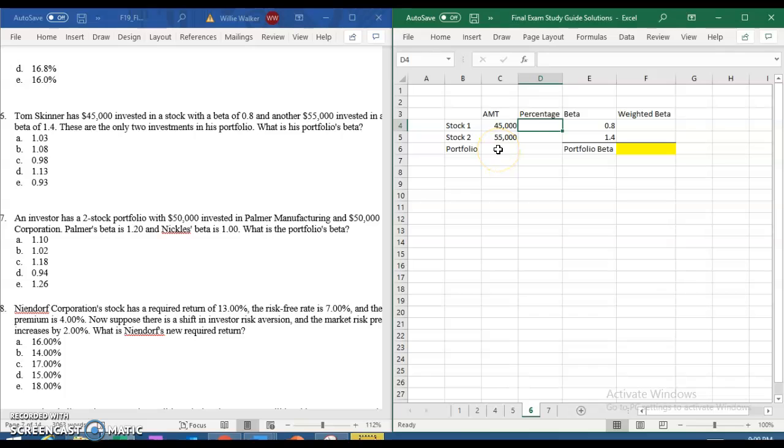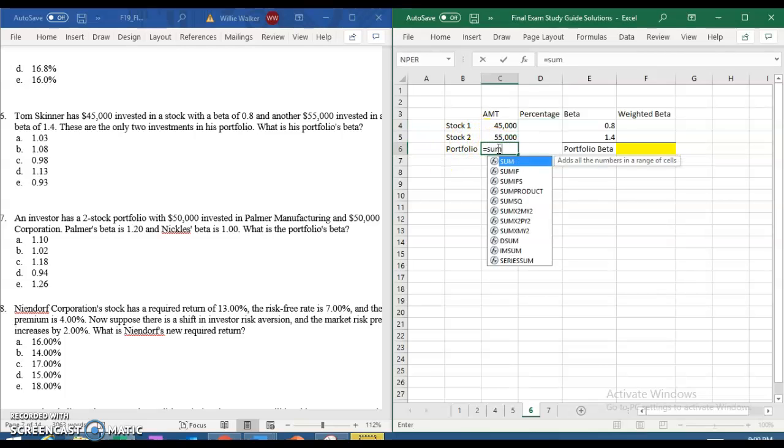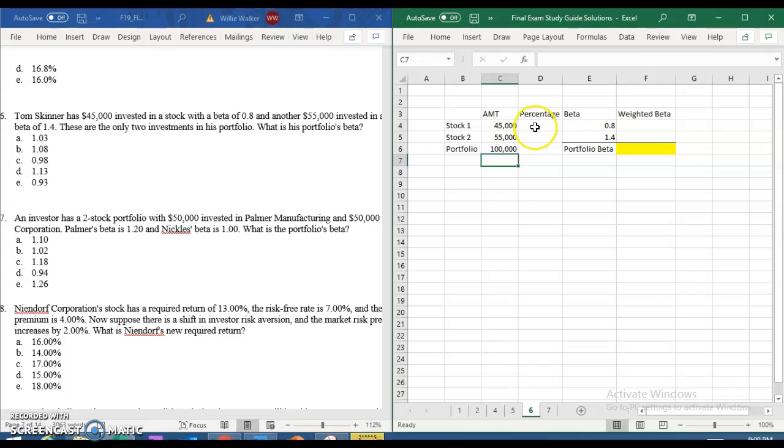Now we need to get the percentage of the overall investment for each investment. So overall, the portfolio has a balance of 100,000. Okay. So now, in order to get our percentage, we'll just divide the amount invested for the first stock by the overall investment, and we'll do the same for the second stock, divided by 100 grand. So now we have our percentages of overall investment for each investment.